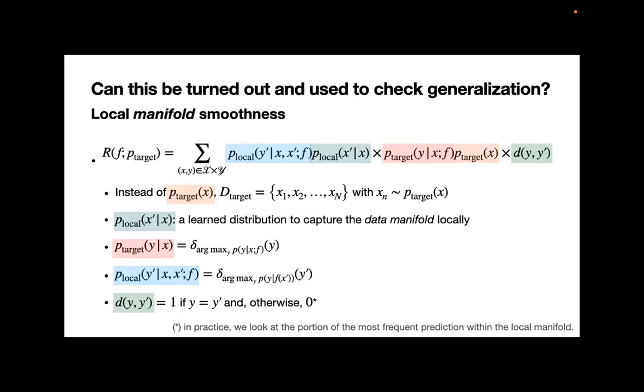And to implement the whole thing, the target is given. This one we need to know. This one we're going to learn: that local data manifold. And then the target is going to be what our classifier tells me, and the local target is going to be the same thing. And if they are the same, then we say, okay, same. All right, so smooth enough.